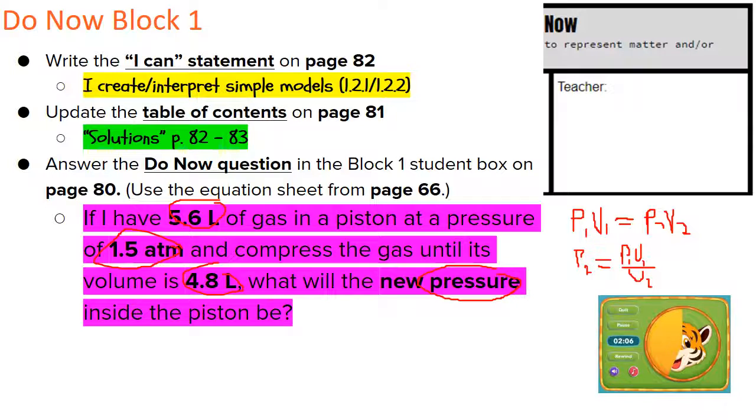And then if you go ahead and plug your numbers in, that gives us 1.5 times 5.6 and then divide that by 4.8. And if you go ahead and do that in the calculator, we end up with 1.75 atmospheres.